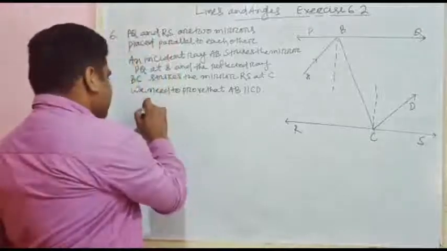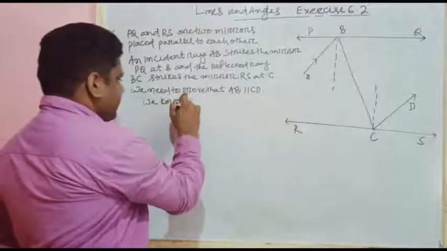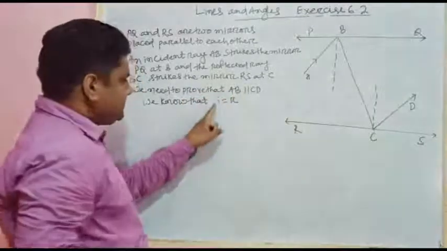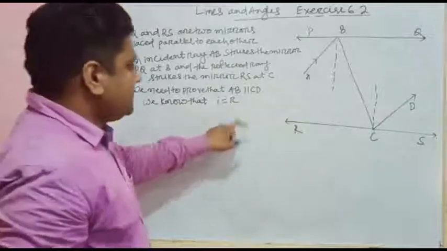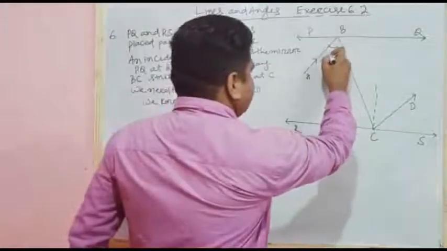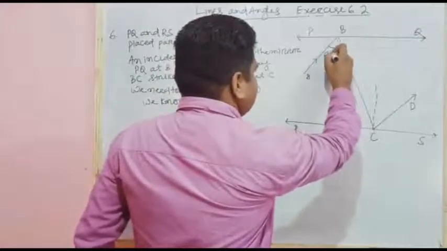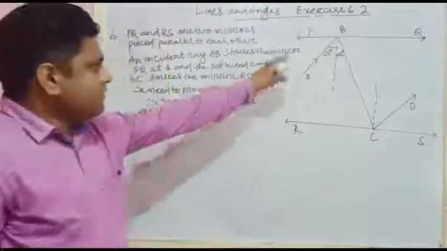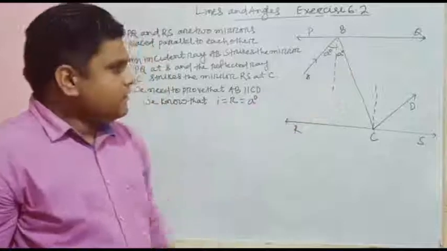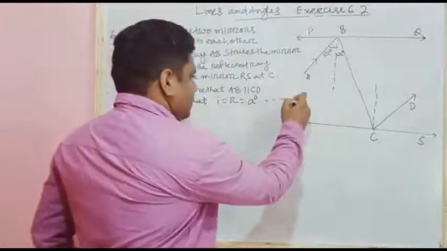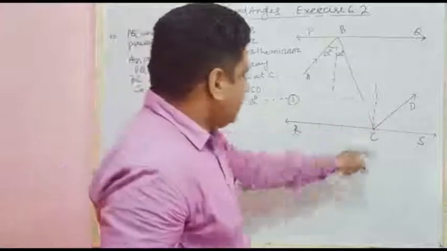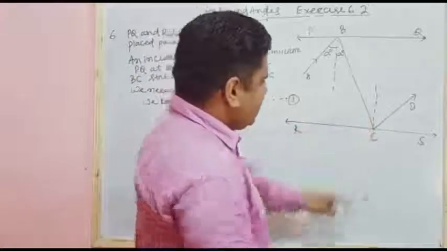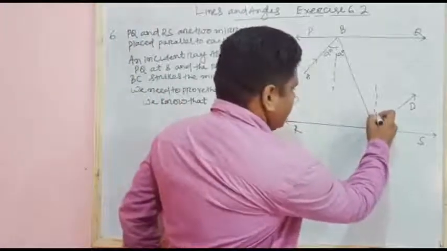So we know that I equals R, angle of incidence is equal to angle of reflection. So let's take this angle to be a degree, and this is also a degree. Both will be similar, both are equal. Let it be a degree for this purpose. Let it be equation 1, and for this one, let this be I1 and this be R1, and for this one, let this be I2 and this be R2.